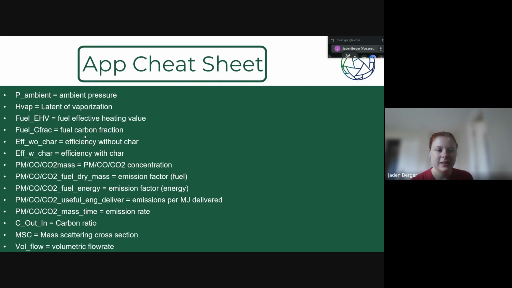I also added this little cheat sheet for our app. Some of the named outputs are a little wonky, so I just added what all of those mean. This slide will be published, so you can look at it later.